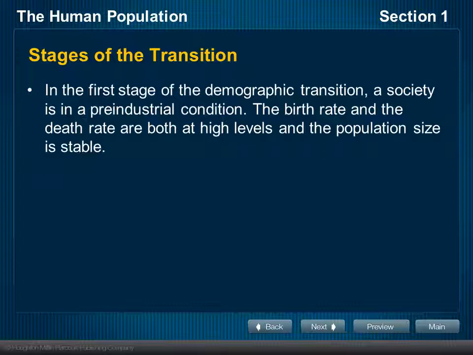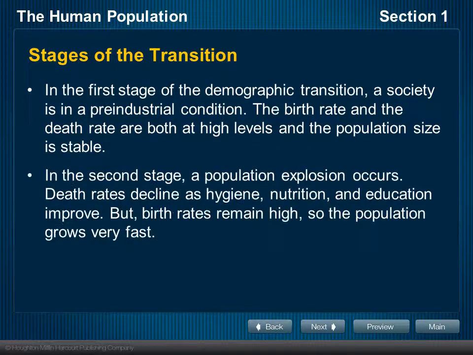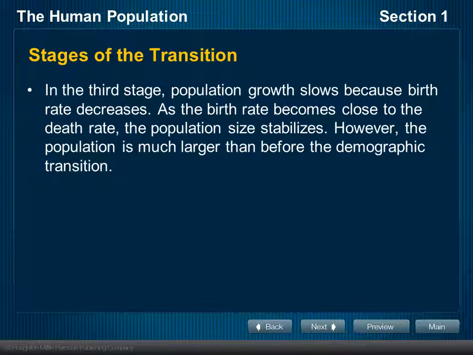The first stage is a country in pre-industrial condition. Birth rate and death rate are both high, and population ends up being stable, maybe even growing. And then that country moves into a second stage where a population explosion occurs because death rates decline. You start to see hygiene, nutrition, education improve, but during that time birth rates remain high, and so the population grows very, very fast. This moves into the third stage where population growth starts to slow because you start to see birth rates decrease.